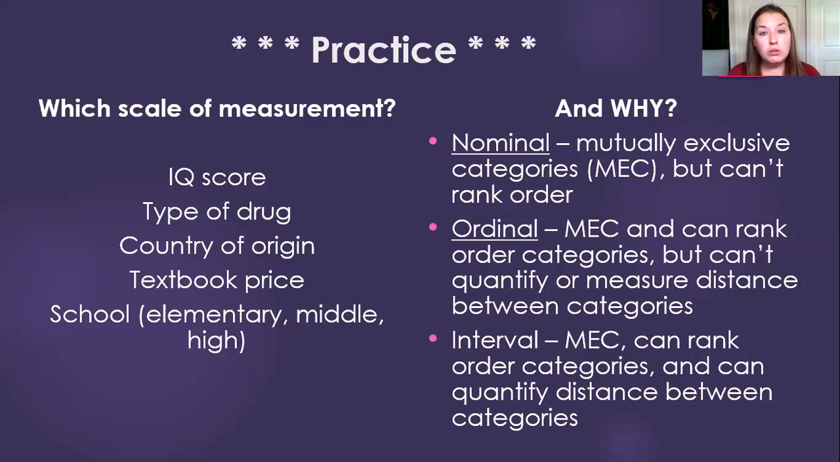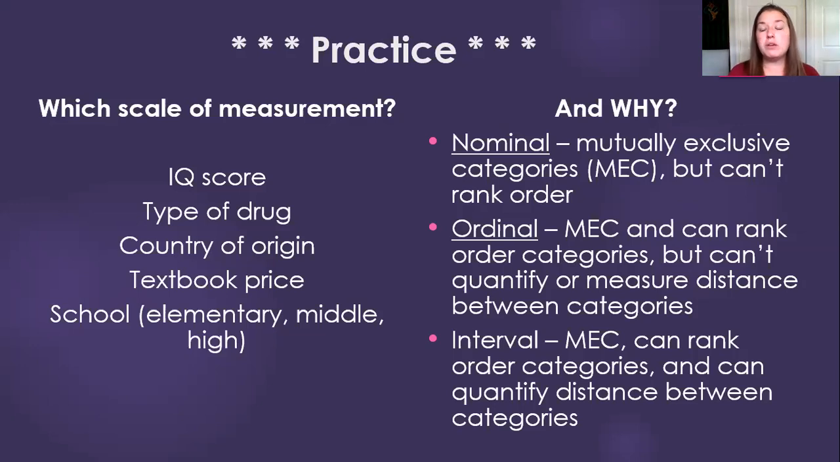What makes it an ordinal variable is that they're mutually exclusive categories and you can rank those categories, but we can't quantify or measure the distance between categories. And then lastly, what makes it an interval variable is that it's mutually exclusive categories, you can rank order them, and you can quantify or measure the distance between categories.